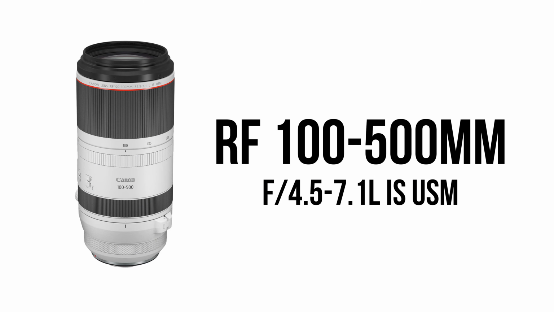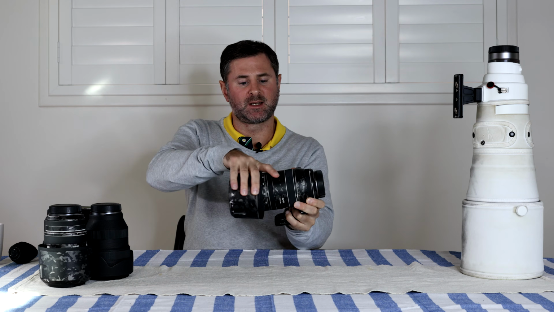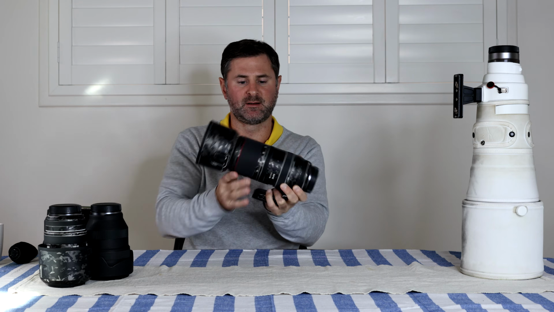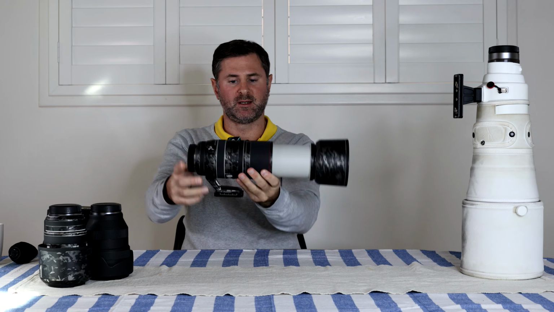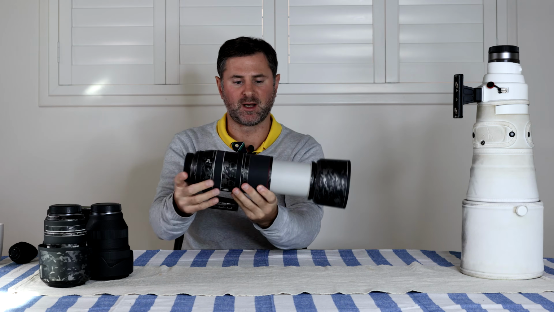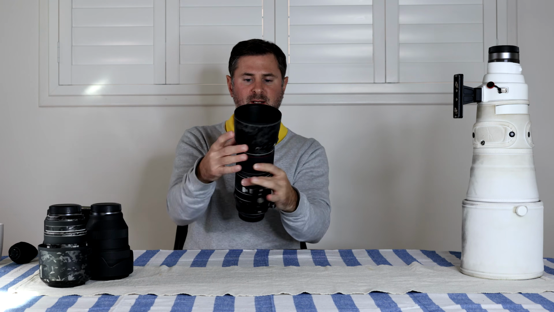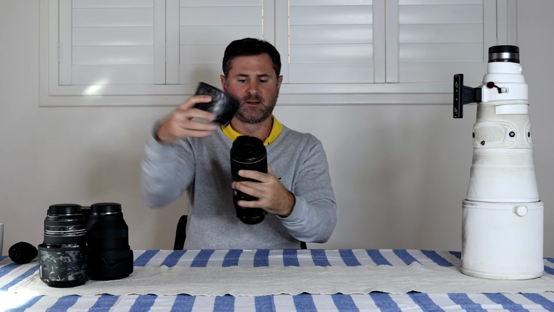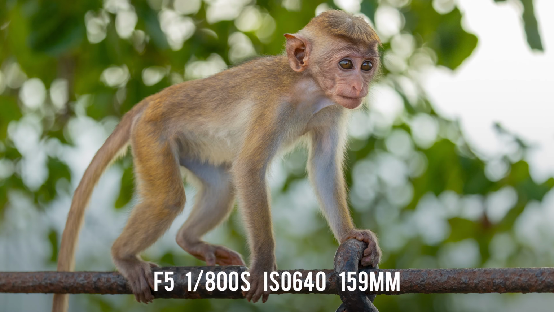Now we've got the next one, which is the RF 100-500. If I take the lens hood off and attach it to the lens, and then I extend it, you can see the true length of the lens. Now it compacts down pretty nicely if I just take the lens hood off, and so actually a very, very nice lens to travel with, and it's not overly heavy either.